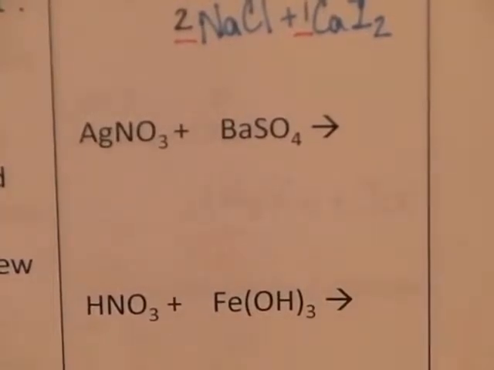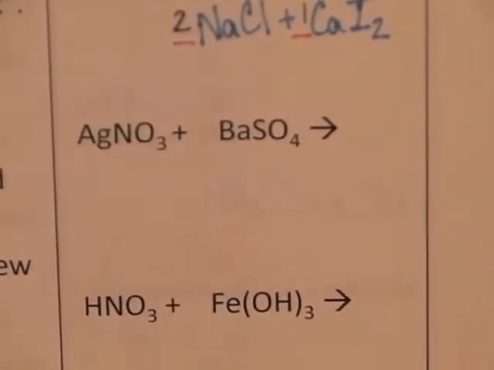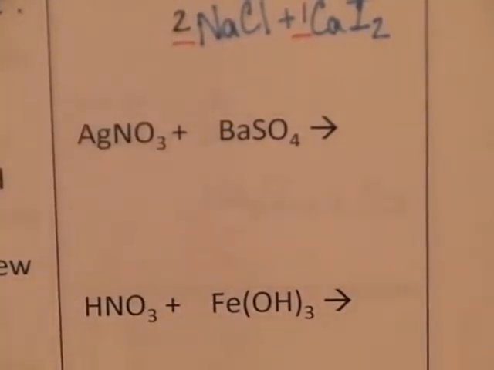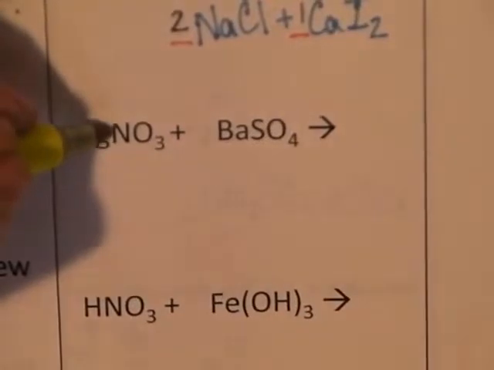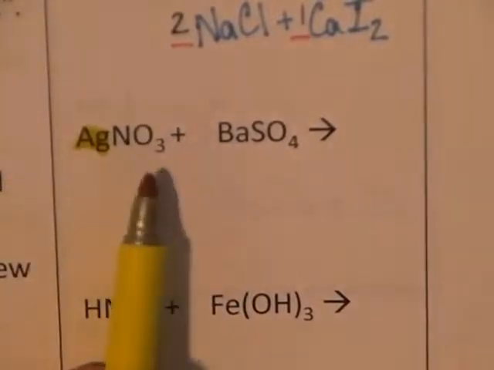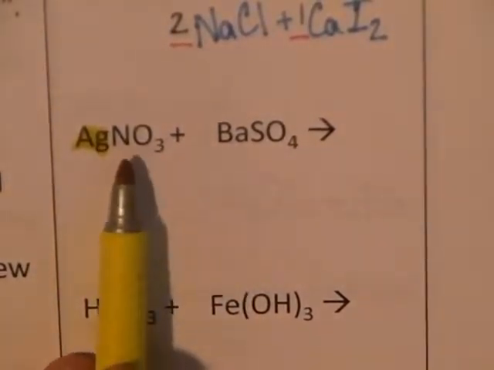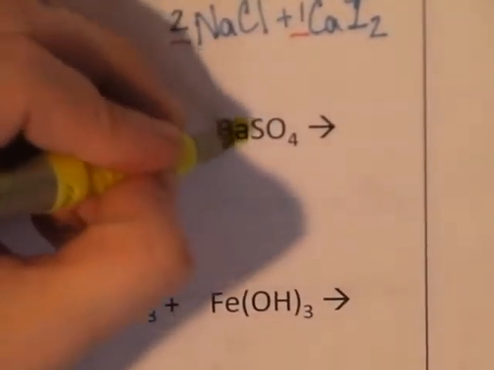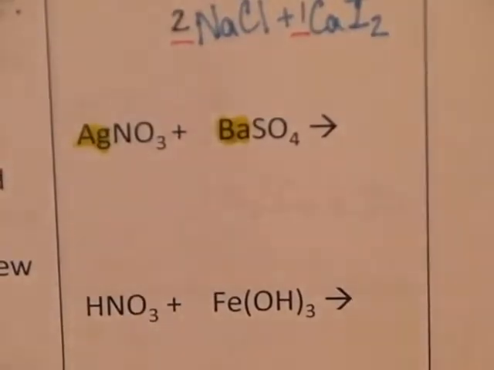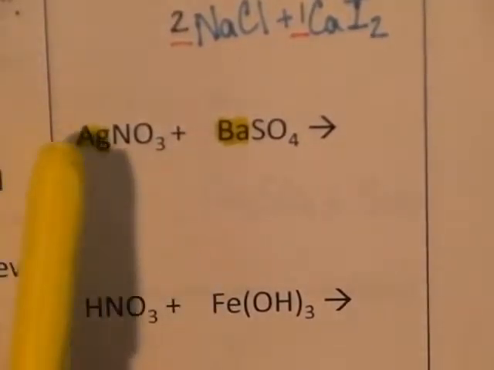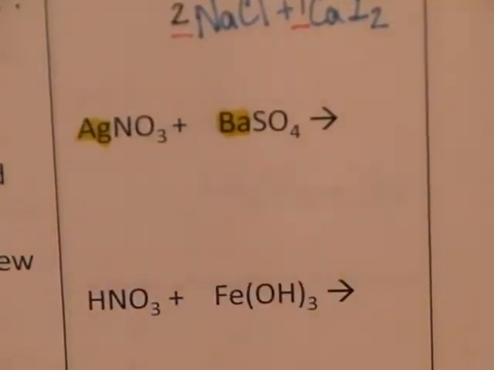AgNO3 plus BaSO4. So first step, figure out where they're going to split, and I'm actually going to highlight it this time so we don't have that line in between them. So we know in this case, the Ag splits from the NO3, right? We know NO3 is our polyatomic ion. Don't split it up. It has to stay NO3. So Ag and NO3 split, and then Ba splits from SO4. Okay? So those are your 4 ions: Ag, NO3, Ba, and SO4.